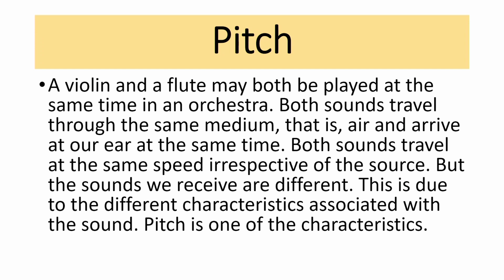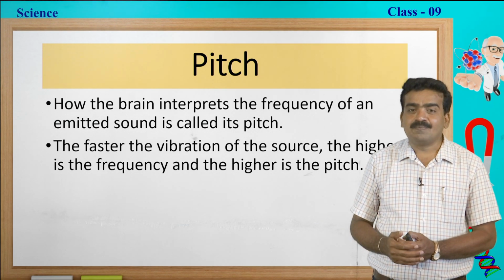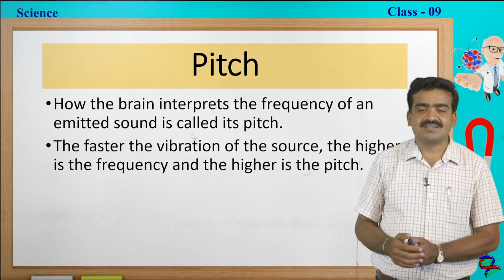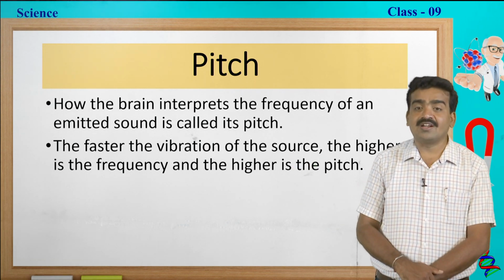This is what we call pitch. Pitch is also one of the characteristics of sound that enables us to differentiate the sounds of different objects. We can hear and identify the different instruments being played in an orchestra because of this characteristic of sound, that is what we call pitch. So, what is pitch? Pitch is nothing but how the brain interprets the frequency of the emitted sound. It is differentiated or interpreted by our brain.